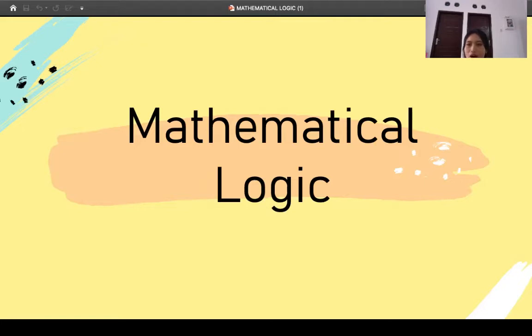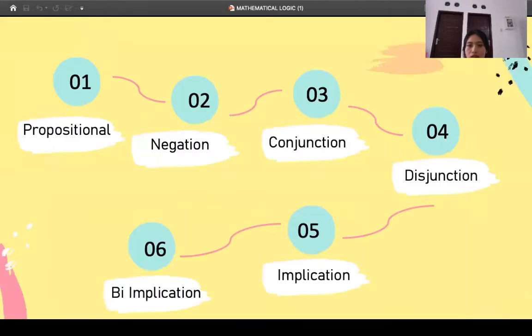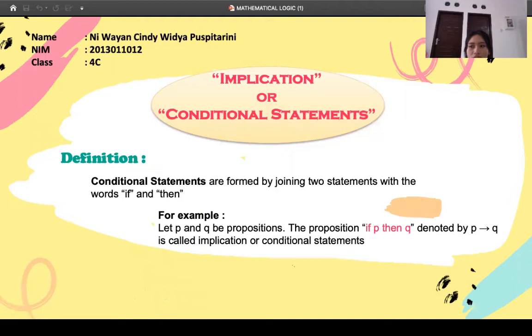Okay, done. Now we will go to the next chapter on this material, that is mathematical logic. In this chapter, there are several sub-chapters, including the first is proposition, next negation, conjunction, disjunction, implication or conditional statement, and the last one is biimplication. But now we will go to the next material, that is implication or conditional statement.